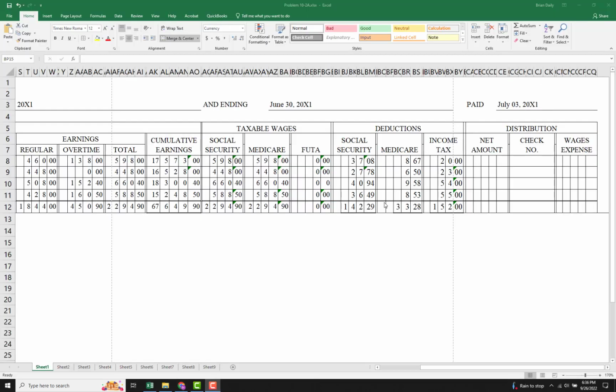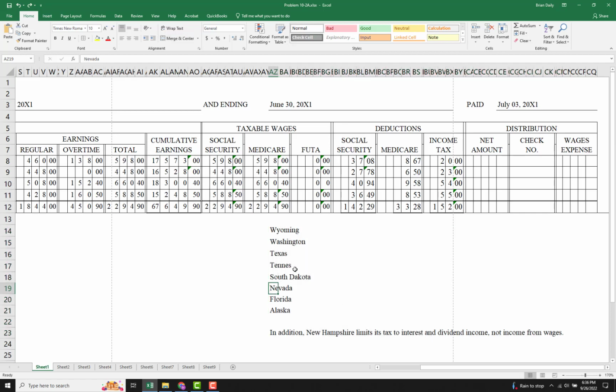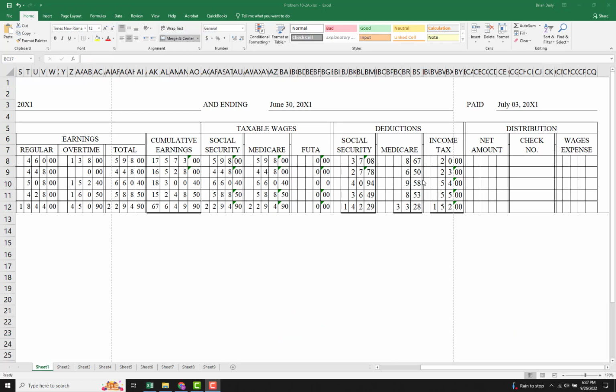You might also be wondering which states have a personal income tax. Most do. At the time of this video, there are 8 states that do not. They're here in this list: Wyoming, Washington, Texas, Tennessee, South Dakota, Nevada, Florida, and Alaska. And also New Hampshire does have an income tax, but it limits it to interest and dividend income and is not assessed on wages.